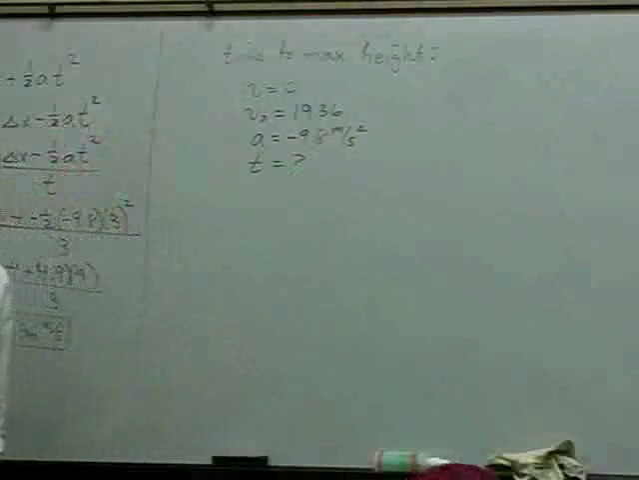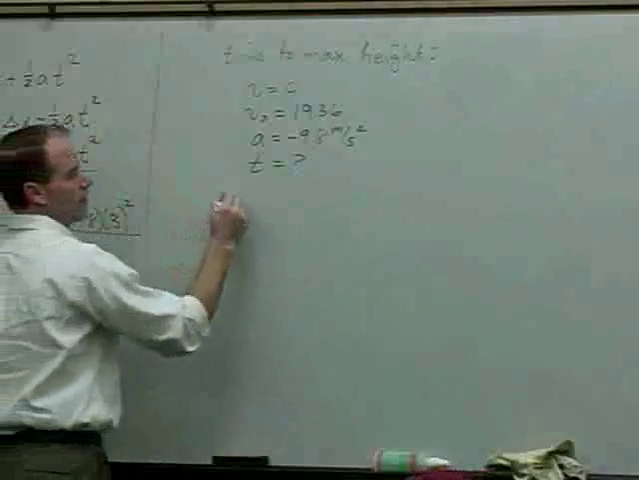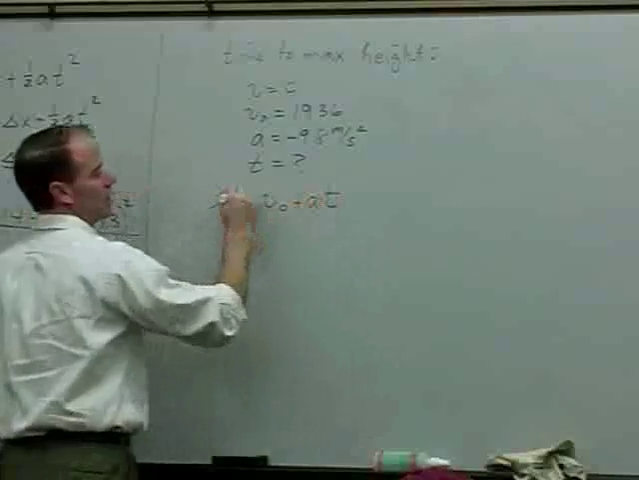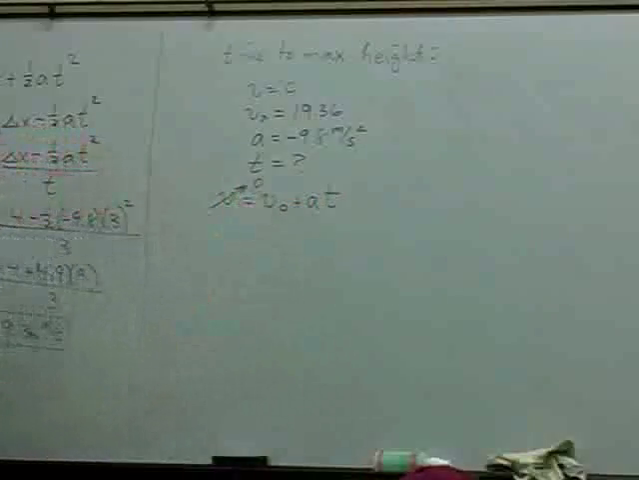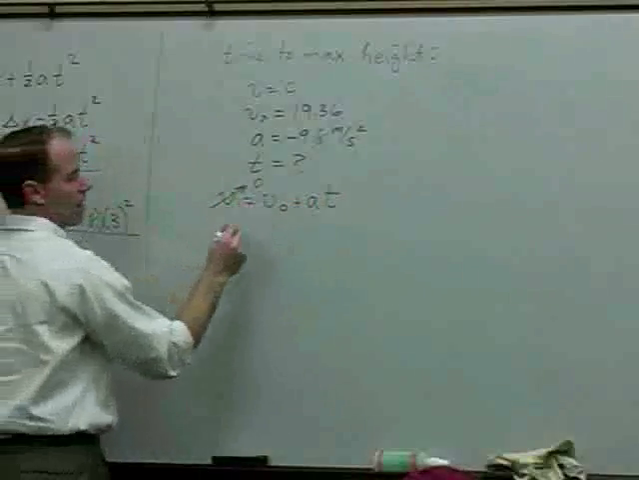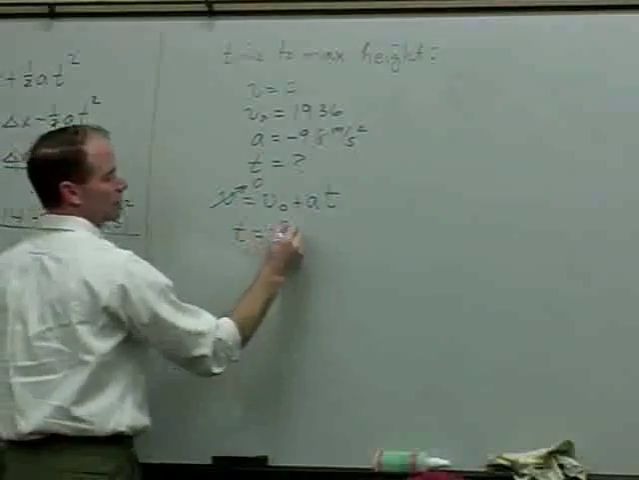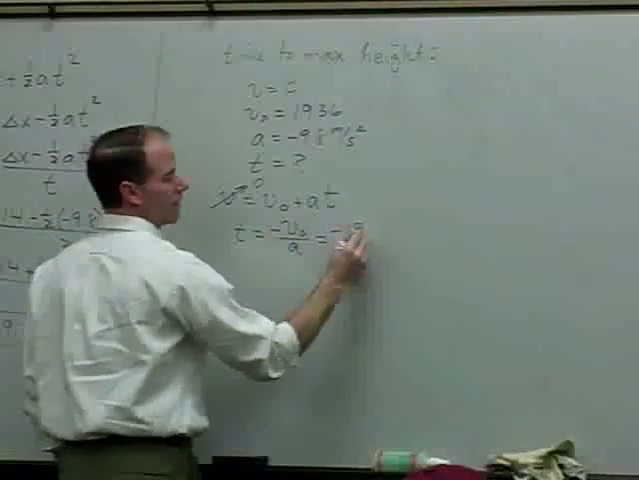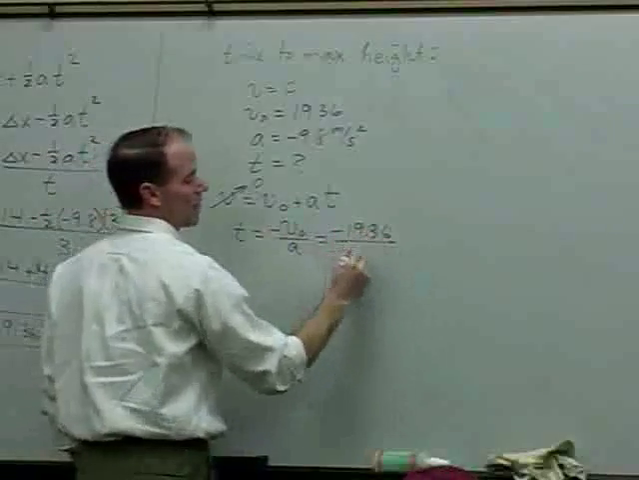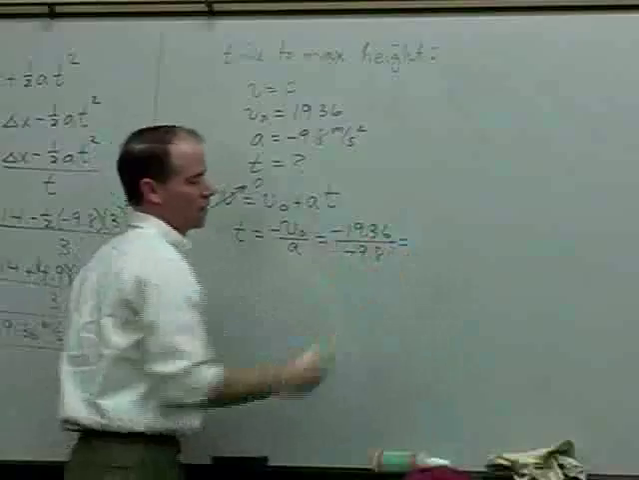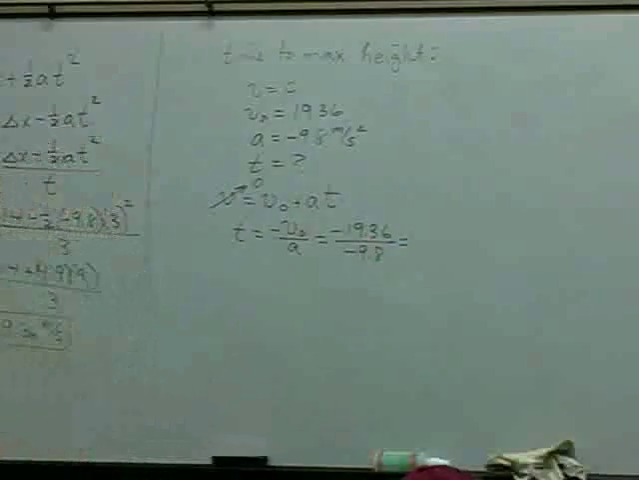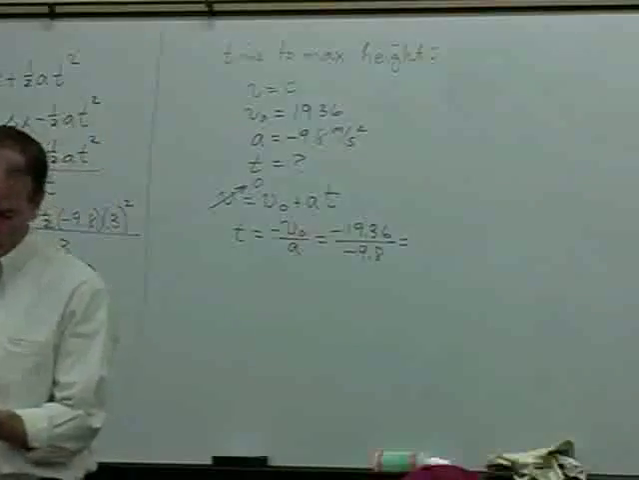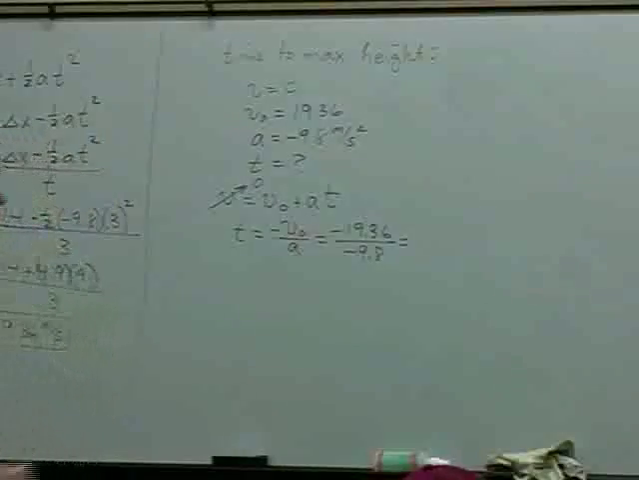So we're going to use kinematic equation number 1. Final velocity equals initial velocity plus acceleration times time. Final velocity in this case is going to be 0. Solve this for time. Time will equal negative initial velocity divided by acceleration. So it'll be negative 19.36 divided by negative 9.8, which will give me 1.976 seconds.